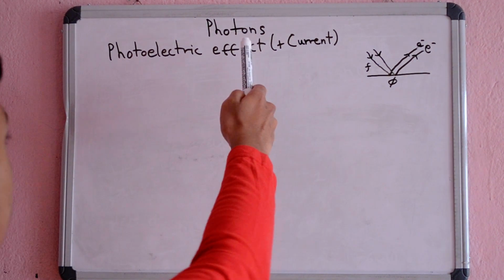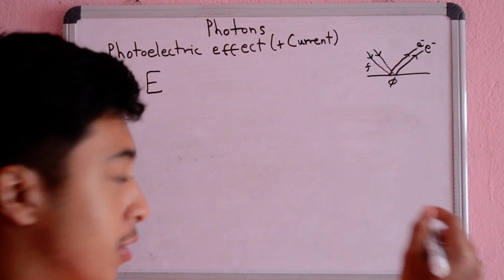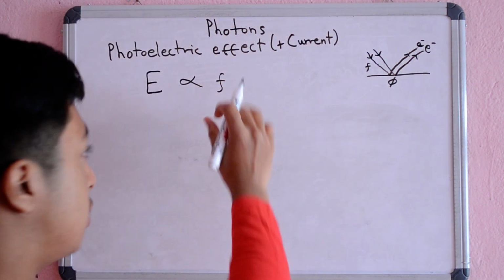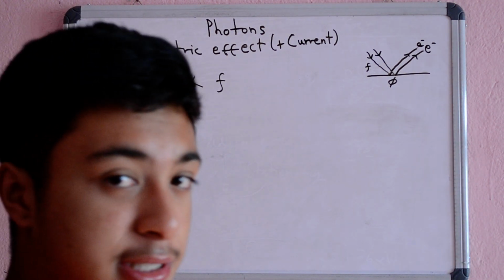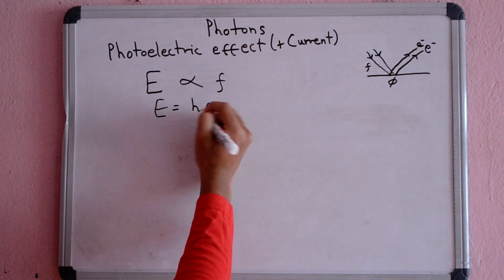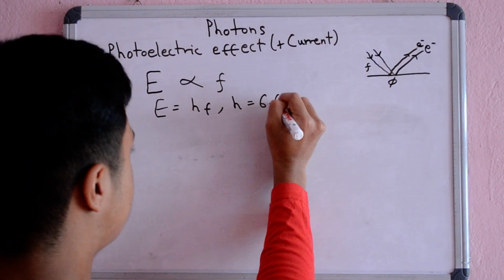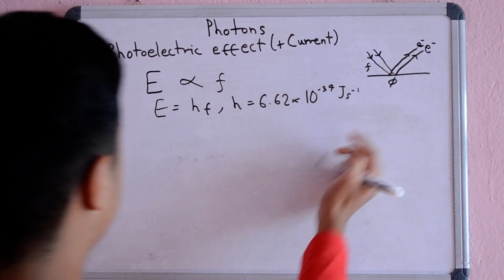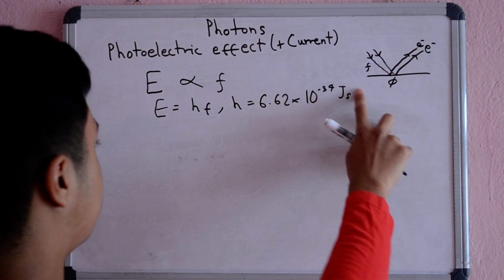Max Planck suggested that the energy of the radiation is directly proportional to the frequency of the radiation. That means the higher the frequency a radiation has, the more energy is associated with it. And he introduced a constant, known as Planck's constant, and its value is 6.62 times 10 to the power minus 34 joule second.